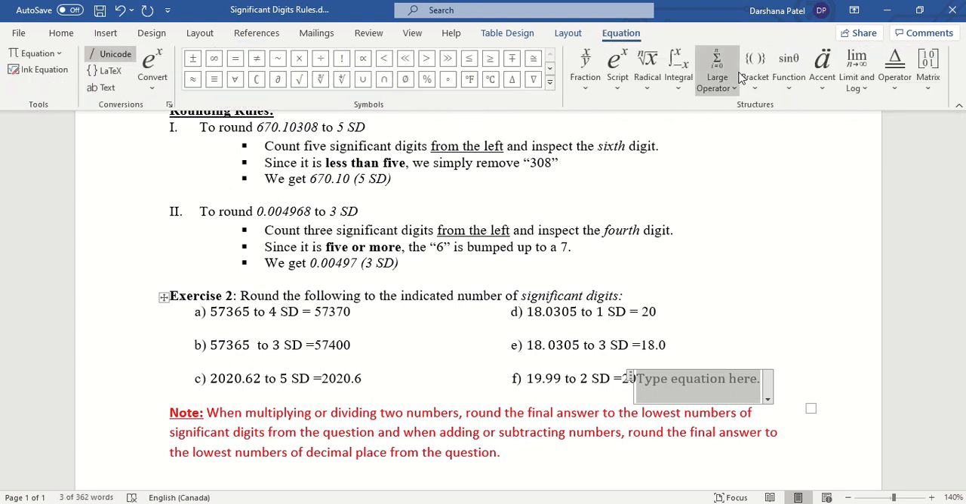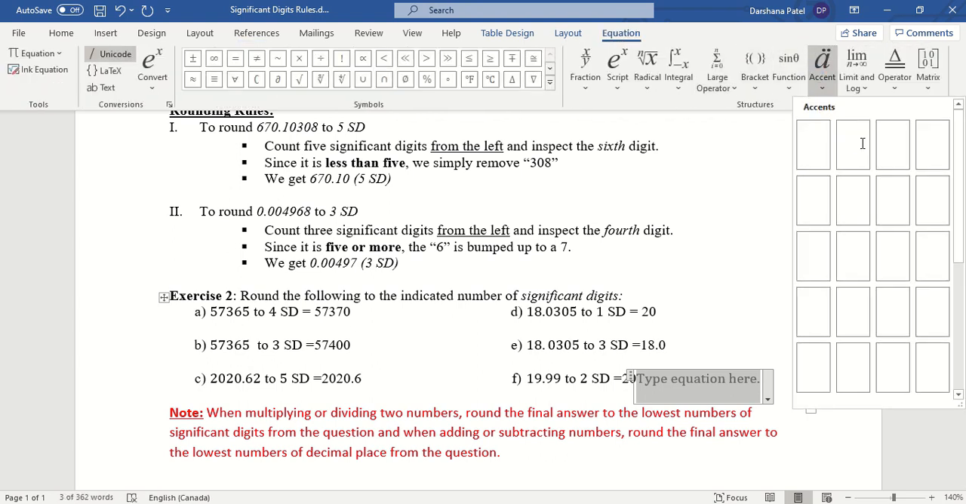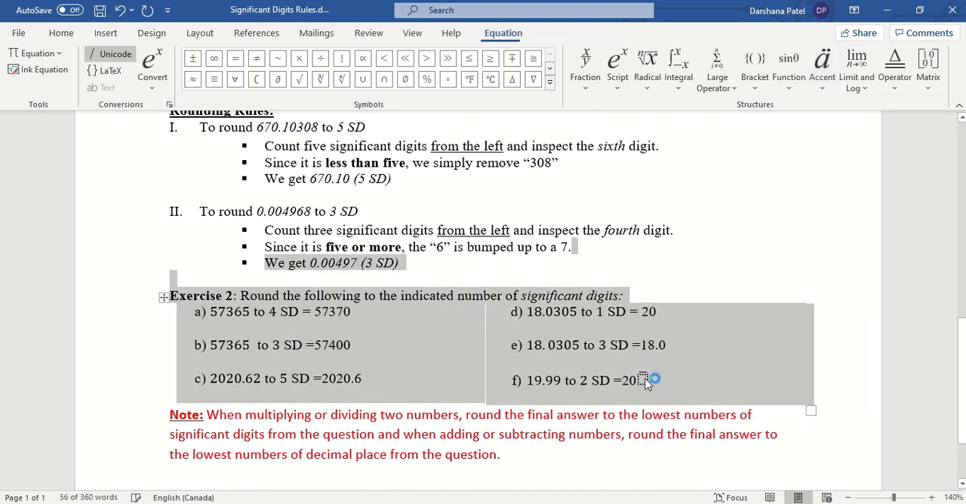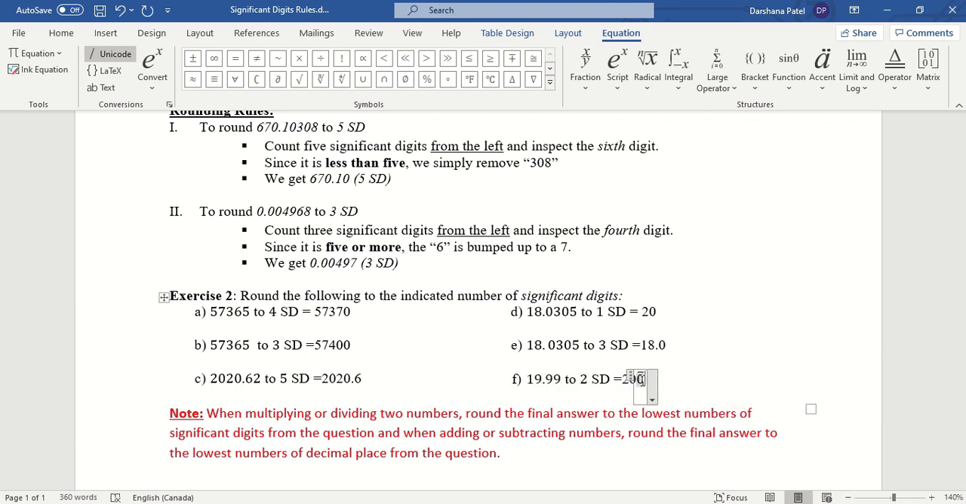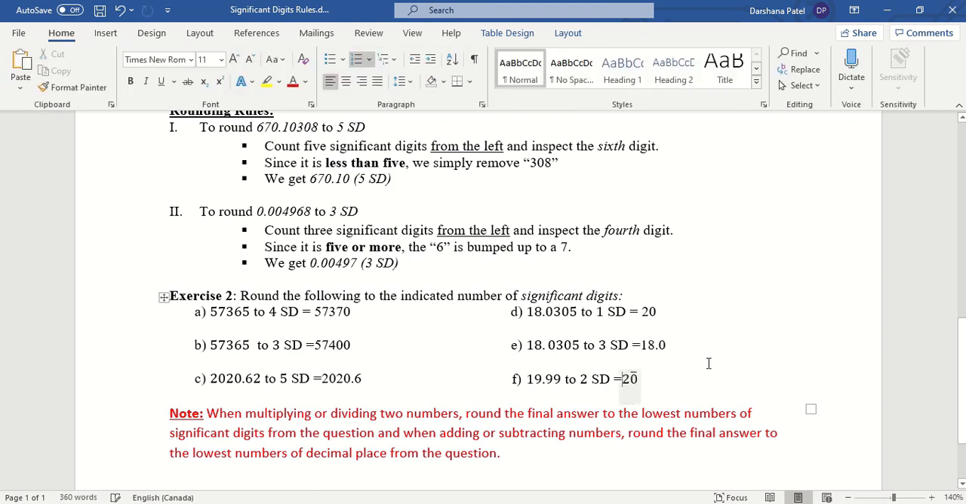If we want a 0 to count as a significant digit, we have to add a bar on top. So if I write 20 as this, compared to what I had previously, the new 20 is now a 2 significant digit number.